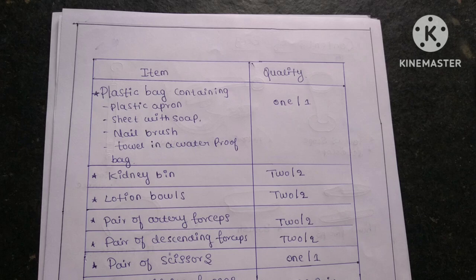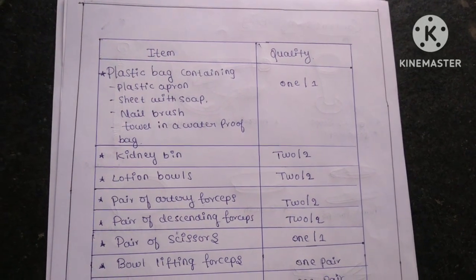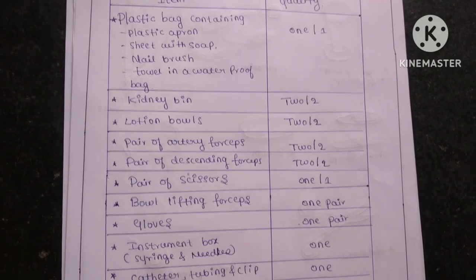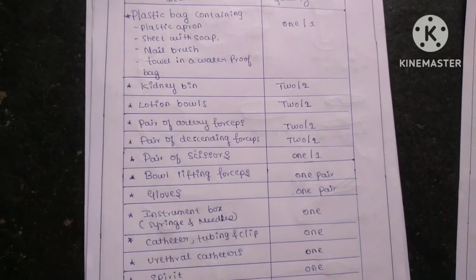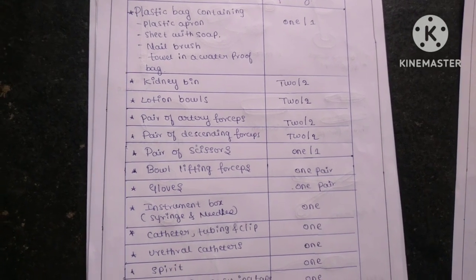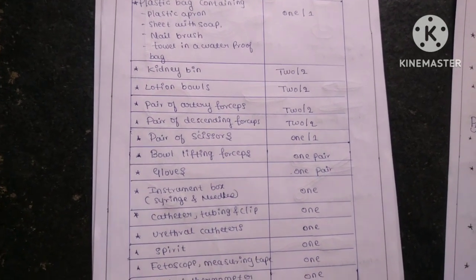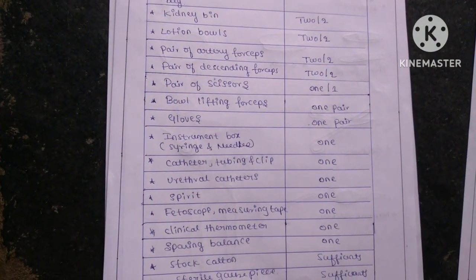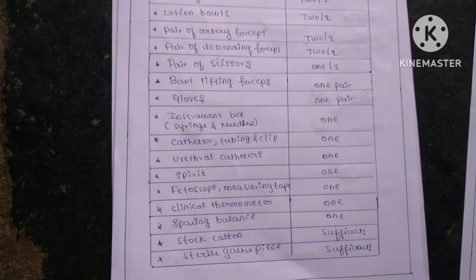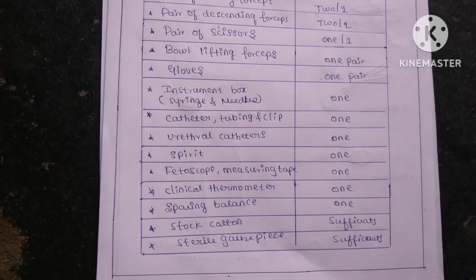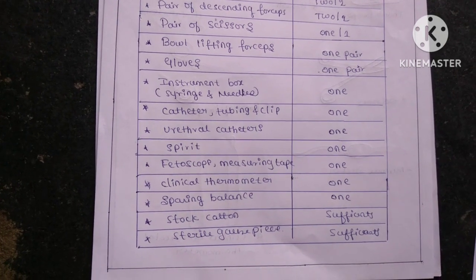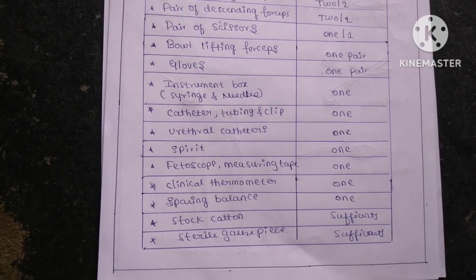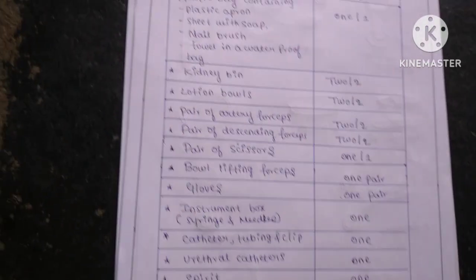What items and quantity are needed for the community health bag? The plastic bag containing: kidney tray 1, lotion bowl 2, pair of artery forceps 2, pair of dissecting forceps 2, pair of scissors 1, bowl lifting forceps 1 pair, gloves 1 pair, instrument box, syringe and needle 1, catheter tubing and clip 1, urethral catheter 1, spirit 1, fetoscope, measuring tape 1, clinical thermometer 1, spring balance 1, stock cotton sufficient and sterile gauze sufficient. These are contained in the community health bag.